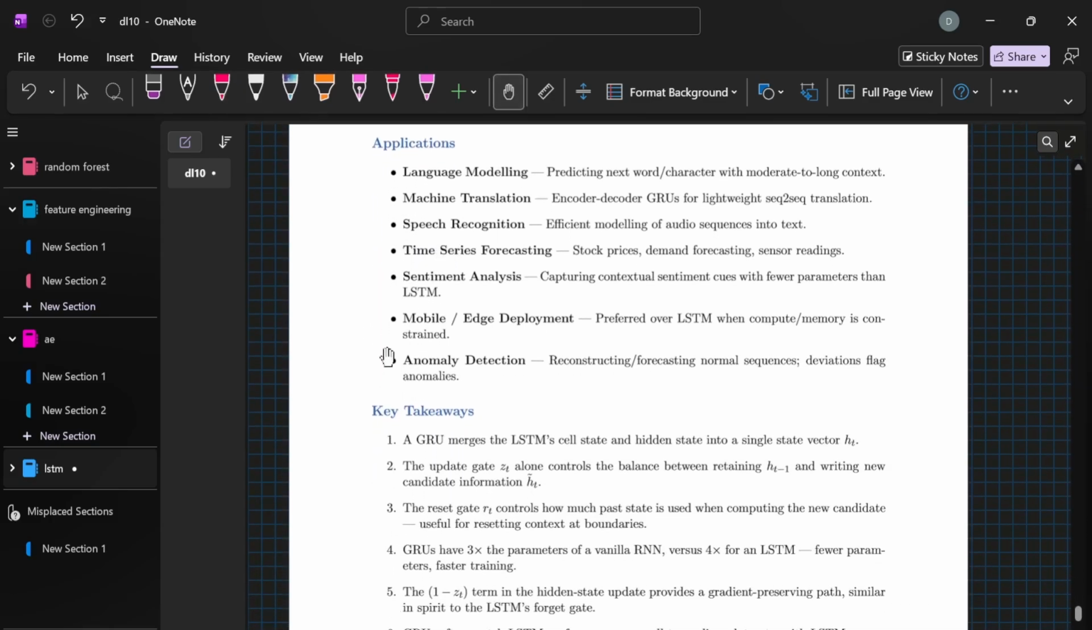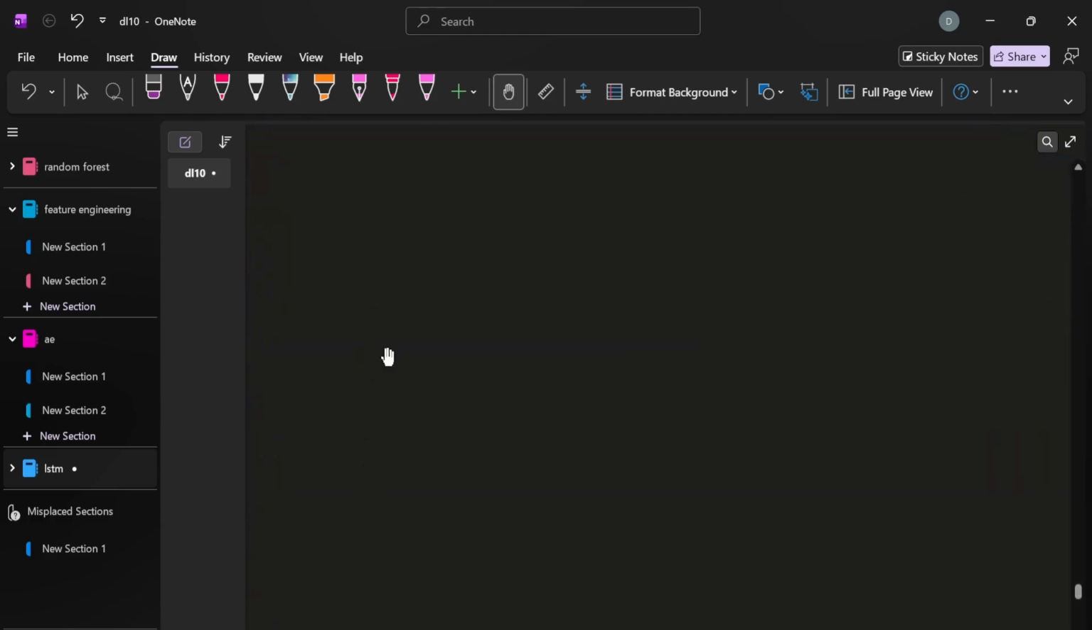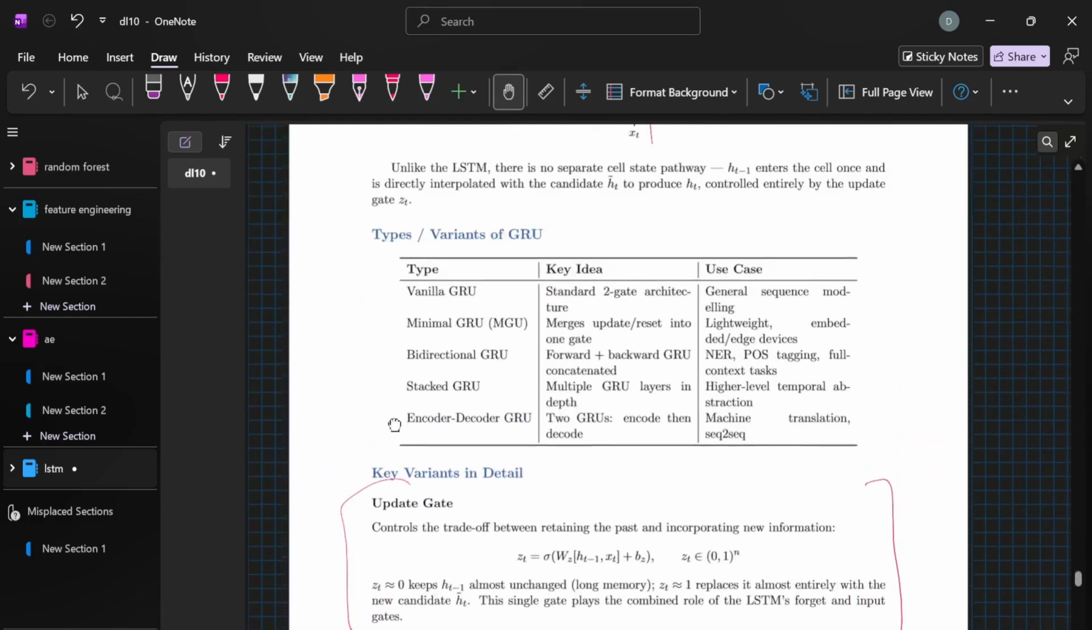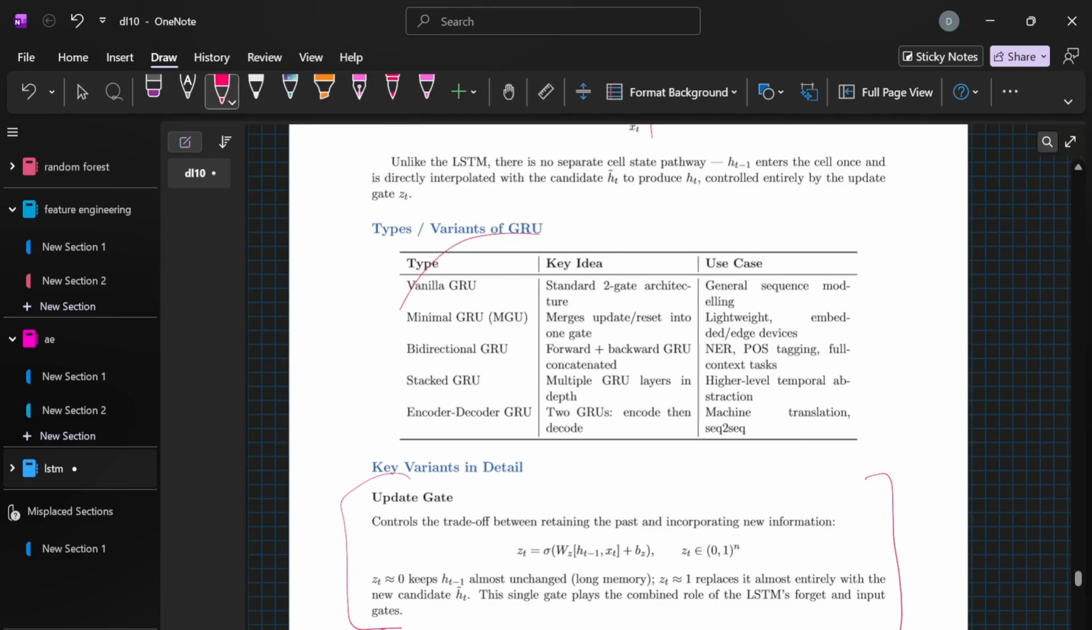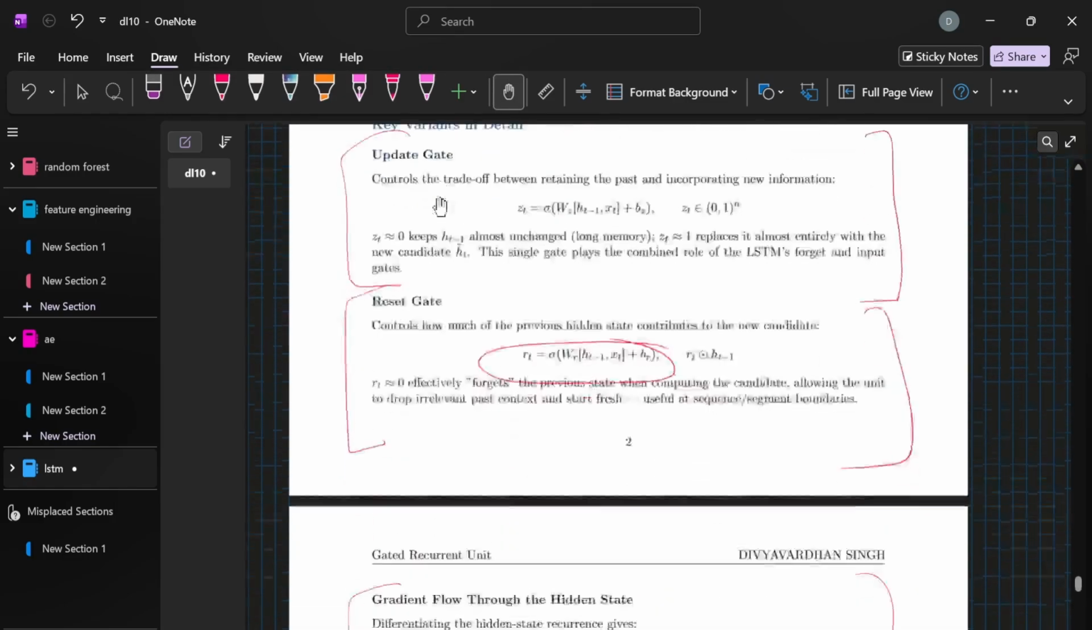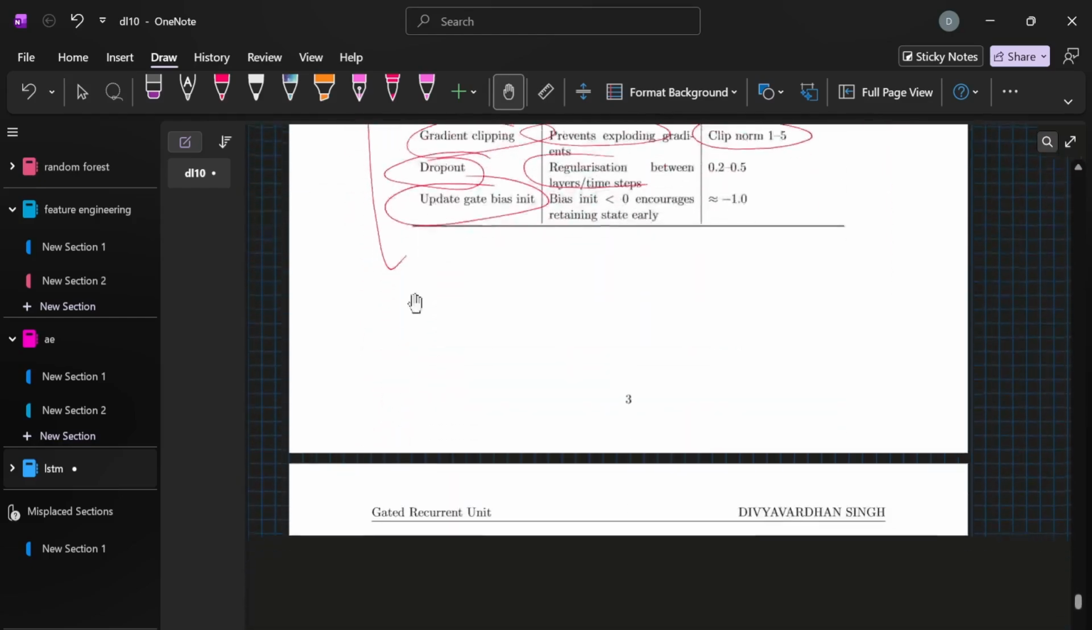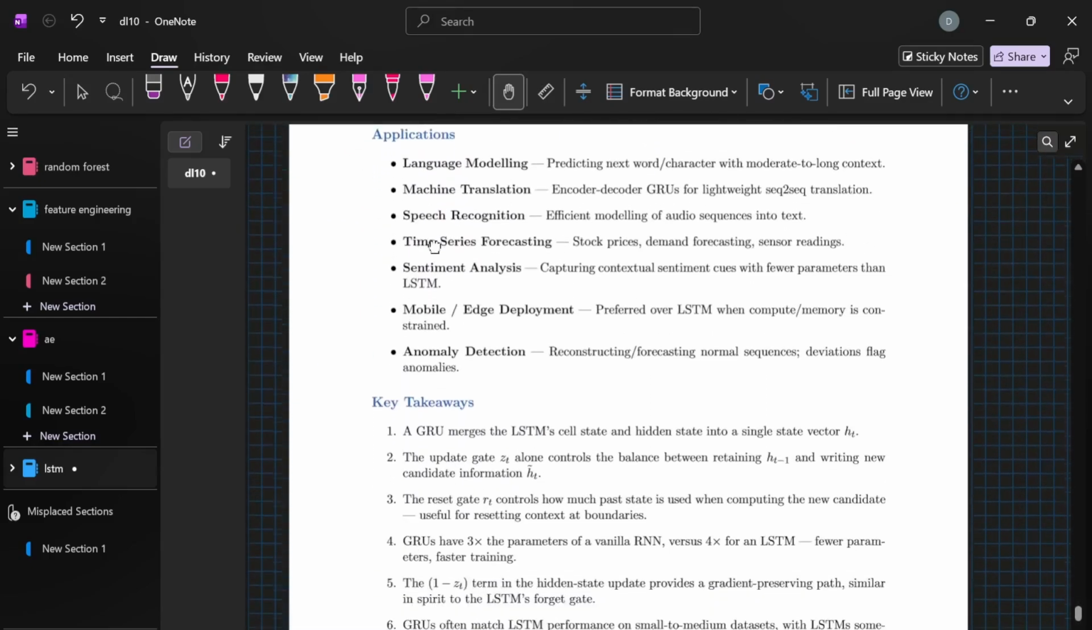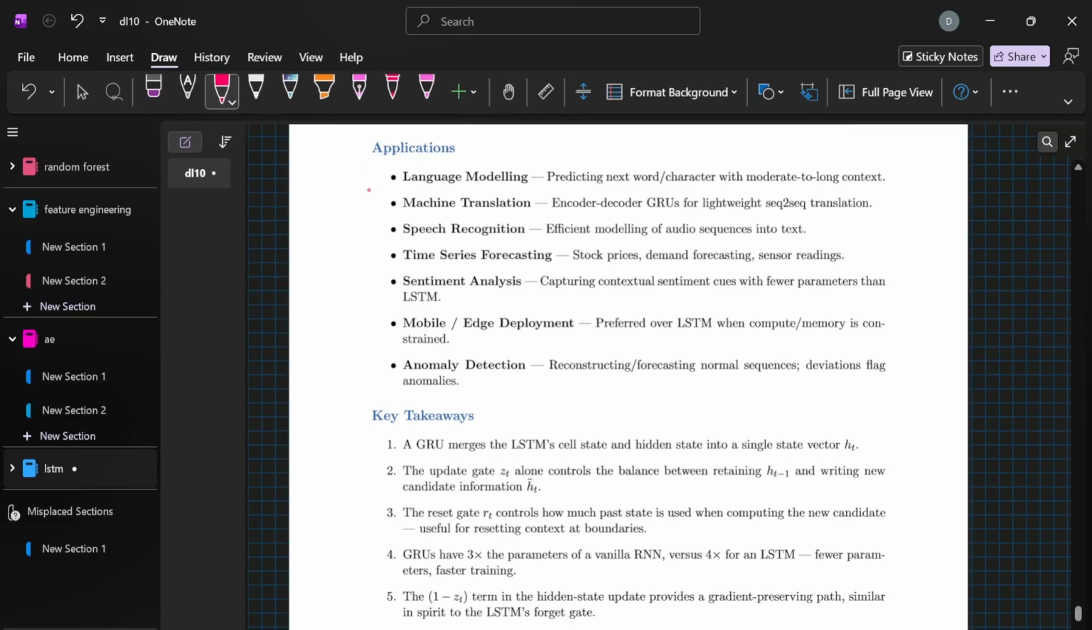There are some types of variants for this, like the vanilla GRU, minimal GRU, bidirectional GRU, stacked GRU, encoder and decoder GRU. Everything is written about that. You can read it. Actually, it's not so important, that's why I'm not going into depth. Then we have some real world applications for it, like language modeling, machine translation, speech recognition, time series forecasting, sentiment analysis, mobile edge deployment, and anomaly detection.